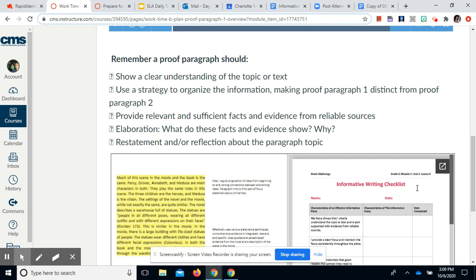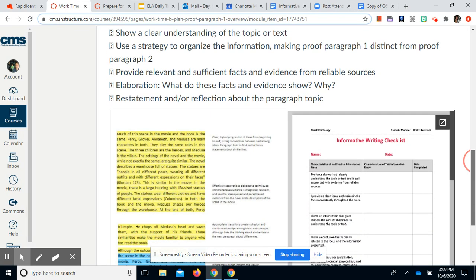A proof paragraph should show a clear understanding of the topic. Use a strategy to organize the information, making proof paragraph 1 distinct from proof paragraph 2. Remember, proof paragraph 1 is all about similarities. Proof paragraph 2 is all about the differences. Provide relevant and sufficient facts and evidence from reliable sources. Our sources for these two proof paragraphs are the book and the movie.